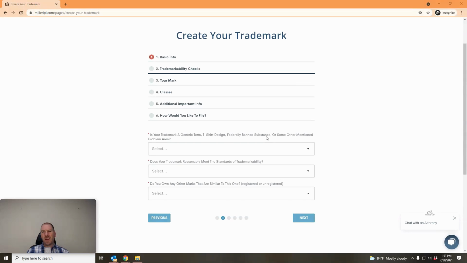Anything else or other problem areas? If there are any other things that hit into those categories that may be problematic, a lot of times you're better off saying, okay, if it is going to hit into some of these areas, then you may not want to go after a trademark. But those are really the big ones you're going to look at.